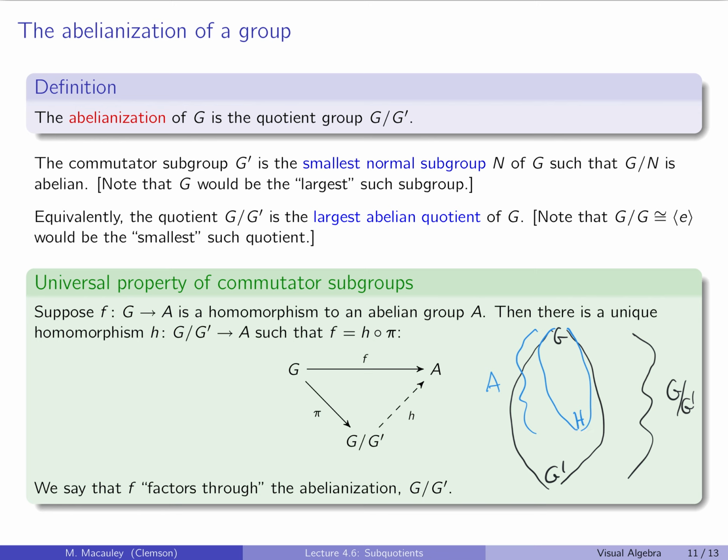That's one reason why I like to put this in here, just to give you some hints as to what's coming next and how this involves the isomorphism theorem. We say that this map factors through the abelianization.